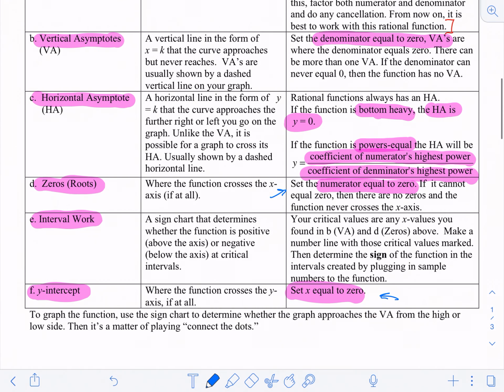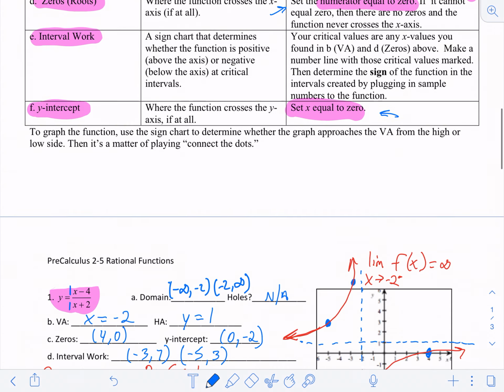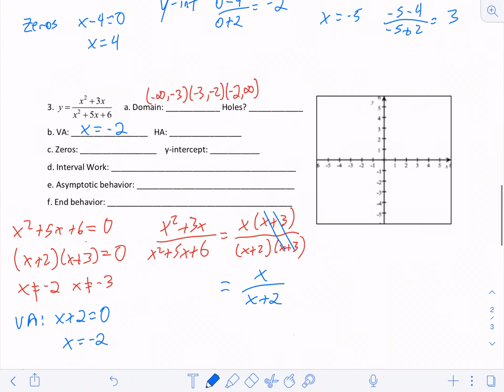And for my horizontal asymptote, remember what we do for that? My horizontal asymptote, I'm going to determine if it's bottom heavy or if it is powers equal. Well, in this case, both of these are x squared. So it's x squared, and there's a 1 in front of that.